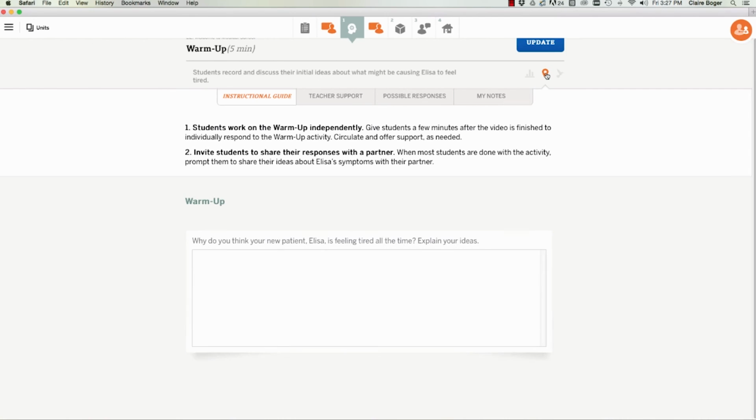Make sure to review the instructional guide for each activity prior to class. This was just an example of how to prepare for this and other lessons in the unit. You'll begin to develop your own expertise as you use Amplify Science throughout the year.